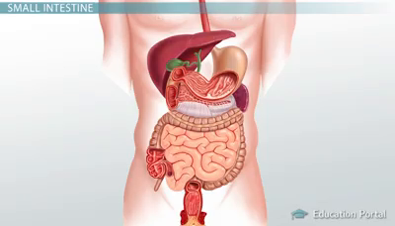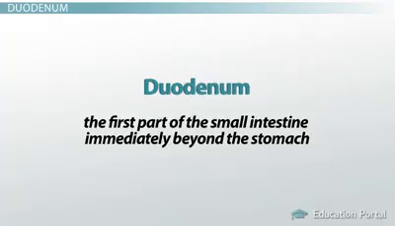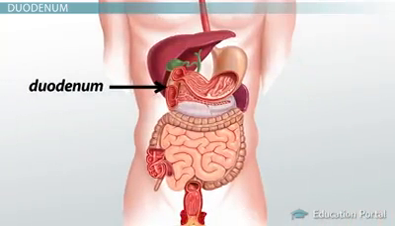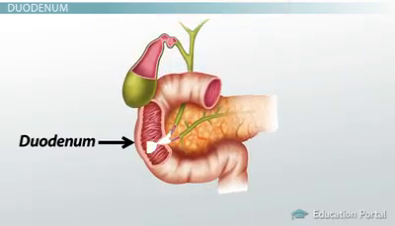It is by far the longest section of your alimentary canal, measuring approximately 20 feet, and is divided into 3 sections. The duodenum is the first part of the small intestine immediately beyond the stomach. The duodenum is the shortest of the 3 divisions of your small intestine, but its small size does not mean that it's not important. In fact, it's the duodenum that receives most of the digestive juices needed to break down foods into nutrients that are small enough to be absorbed by your body. This makes the duodenum the section of the small intestine where the majority of chemical digestion of food takes place.